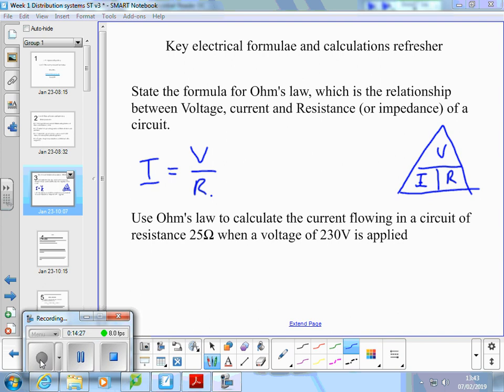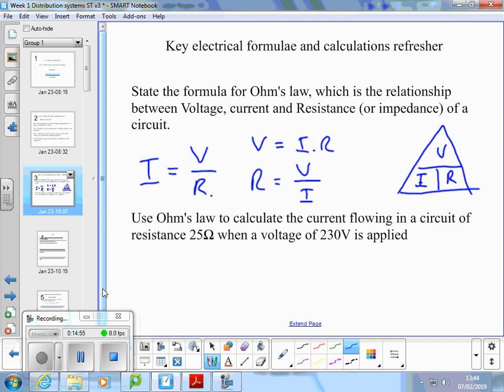Okay? Yes, there are 3 different formulas because we rearrange that to V is equal to I times R, and R is equal to V divided by I. Okay, and I'm okay with you remembering it by the triangle if that's what you like. I don't tend to teach that at this level. I did for level 2, but that's fine.